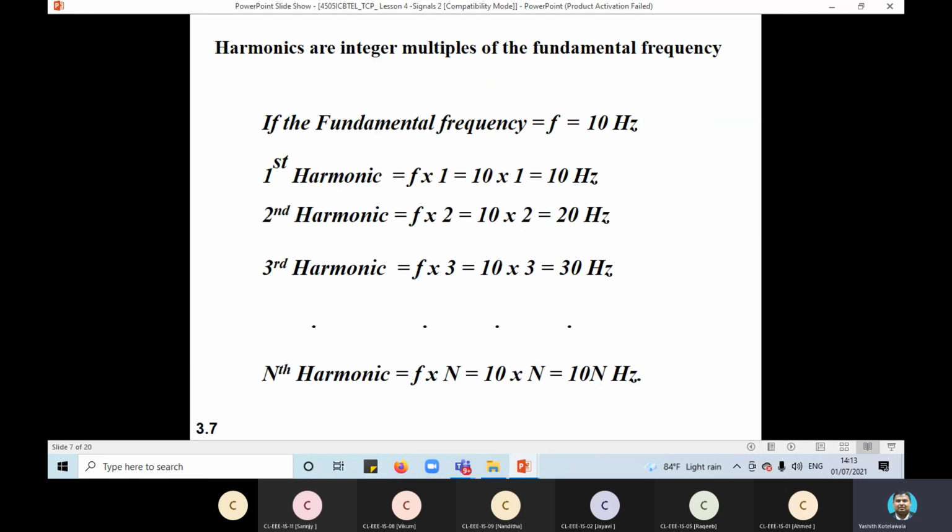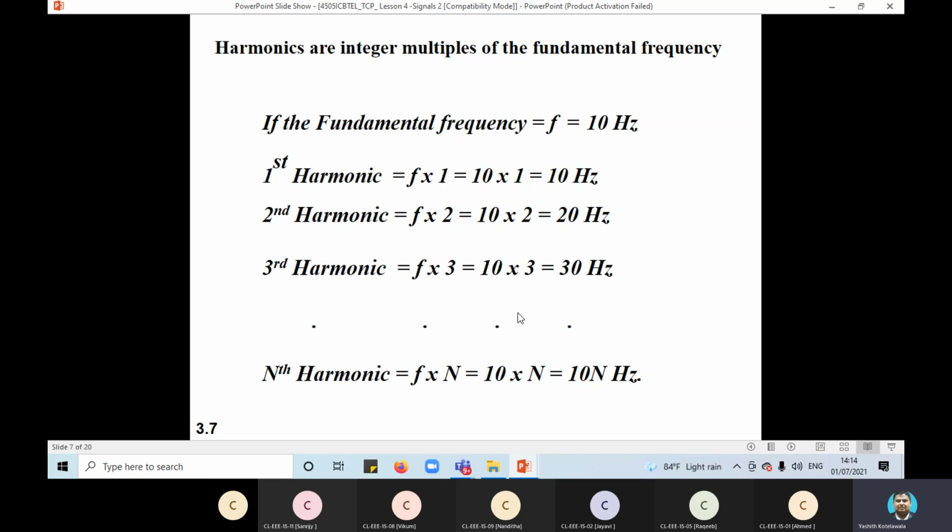Now here this is just one example of all these statements. And here you have on top, you have the definition of a harmonic. Harmonics are integer multiples of the fundamental frequency. So if you select a fundamental frequency, if you select an original frequency, you call it the fundamental, and multiply it by the integers, you get harmonics.